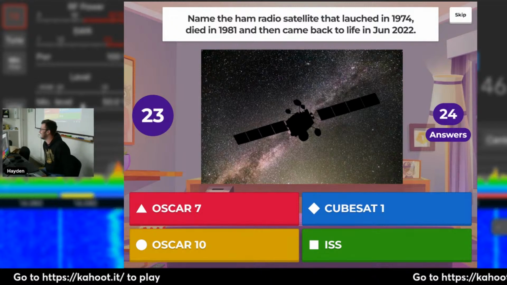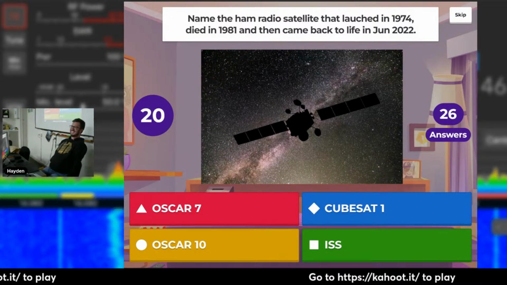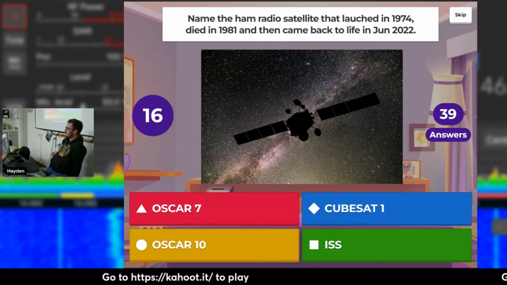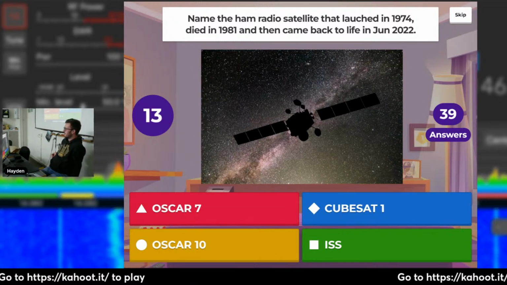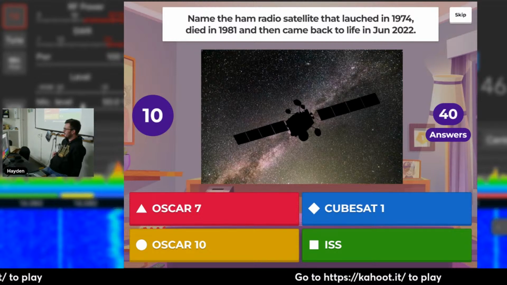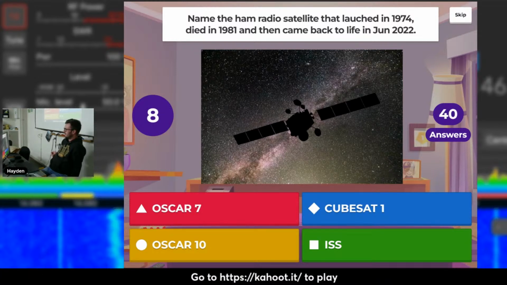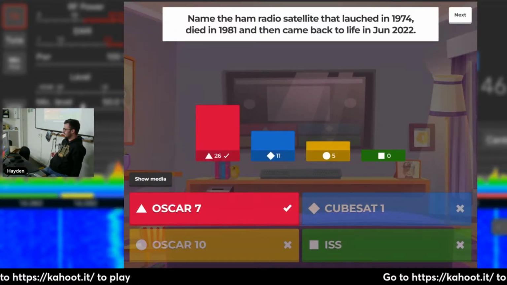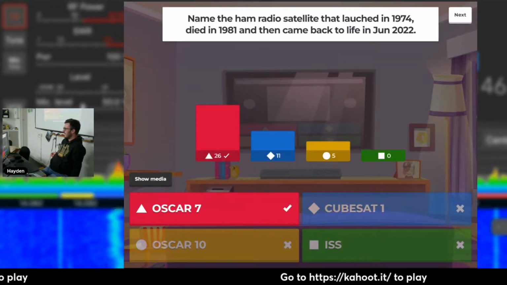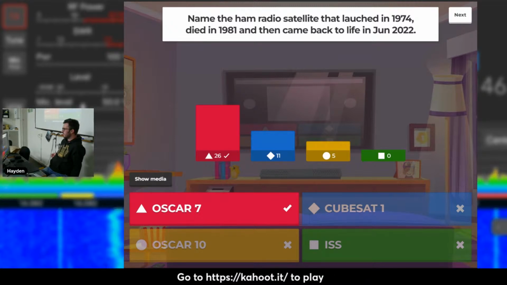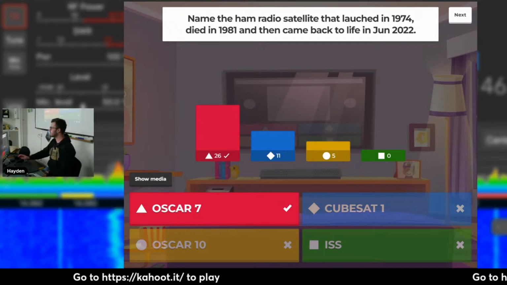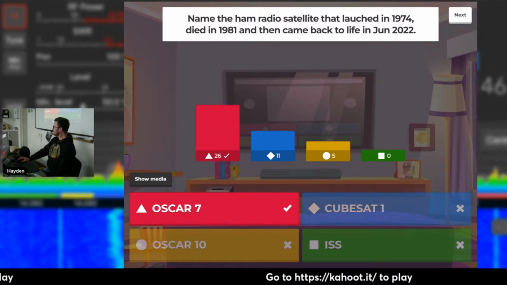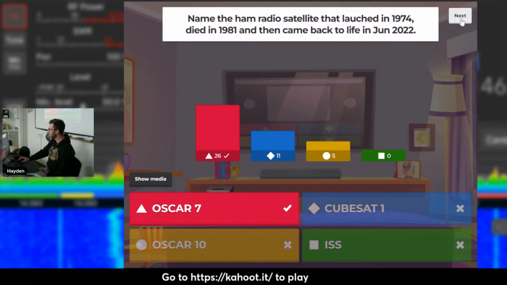The satellite was launched in 74, it died in 81, and came back to life in 2022. It is Oscar 7. And it only works in sunlight because it's working purely off the solar panels, because the batteries went open circuit. They usually go short. Imagine if someone pressed ISS.